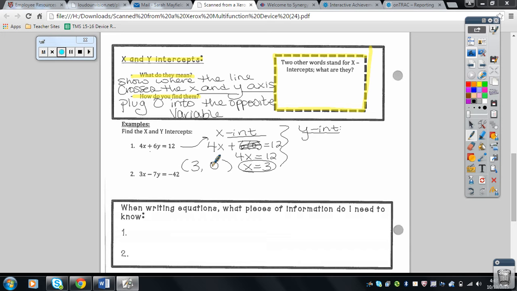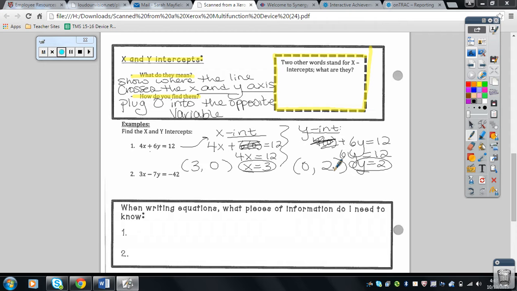Y-intercepts. I'm now going to plug 0 into x. So every time I see an x, I'm going to plug in 0. This just goes away because anything times 0 is 0, and 0 plus anything is just itself. Alright, so y equals 2. So if I were to make this an ordered pair, my line crosses the y-axis at 0, 2. Now hopefully all of this is a review for you because you should have learned this last year in algebra.